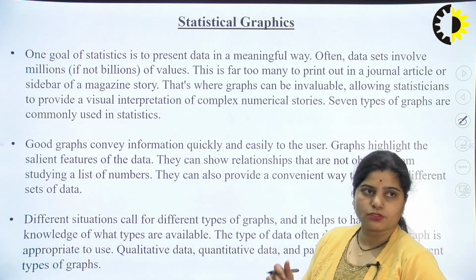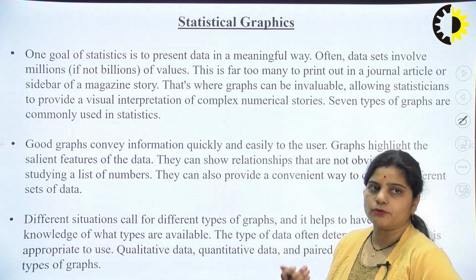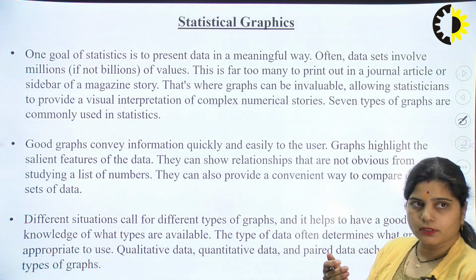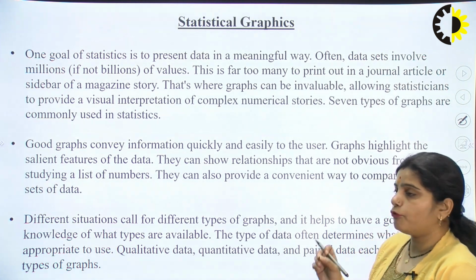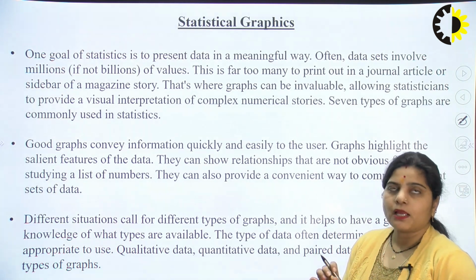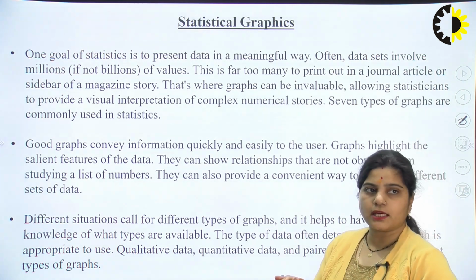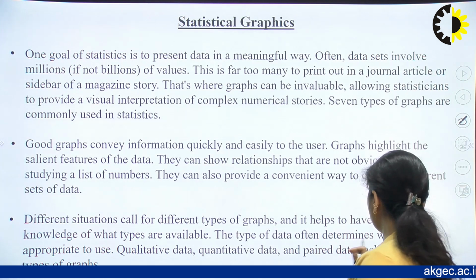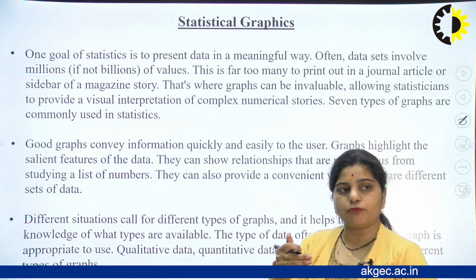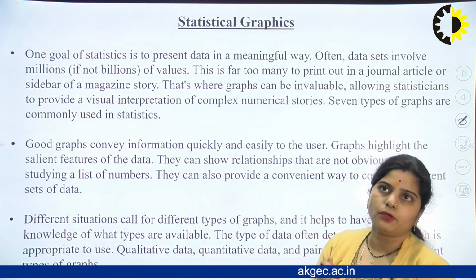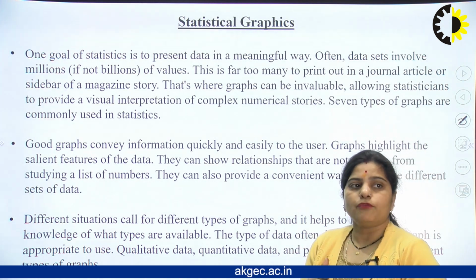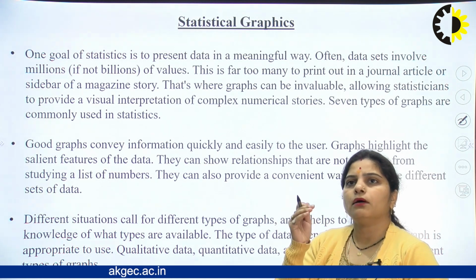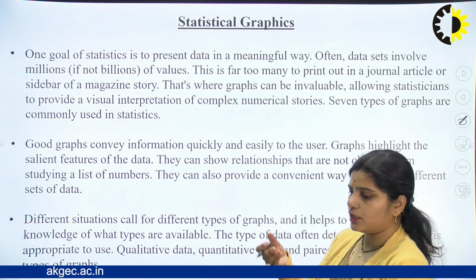Different situations call for different types of graphs, and it helps to have a good knowledge of what types of graphs are available. The type of data often determines what graphs are appropriate to use, and as we know we have various kinds of data, like qualitative data, quantitative data, and paired data. Each kind of data can use different types of graphs. As per the need of the different sets of data, we have different types of graphs to represent data having different kinds of elements in it.